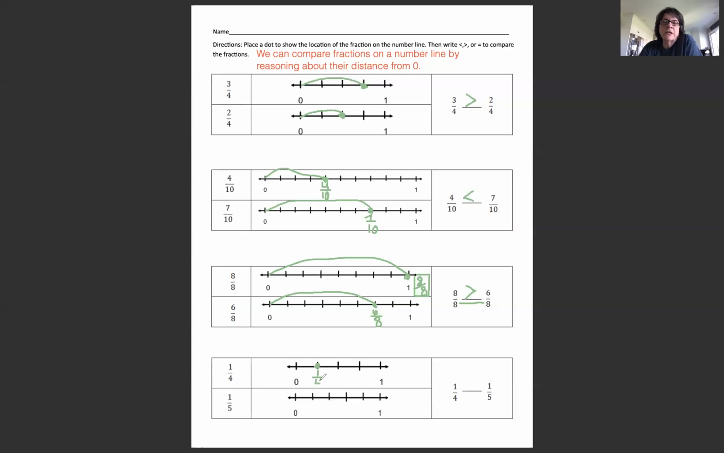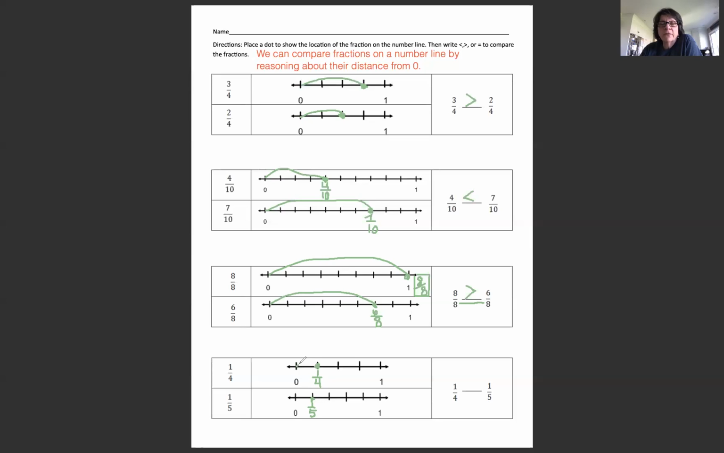My next fraction is 1/5, so I'm going to count my number line and make sure they drew it accurately. 1, 2, 3, 4, 5 equal parts makes fifths. This would be 0 fifths. This would be 1/5 right here, just one tick mark away from 0. That's 1/5. Now this is close.